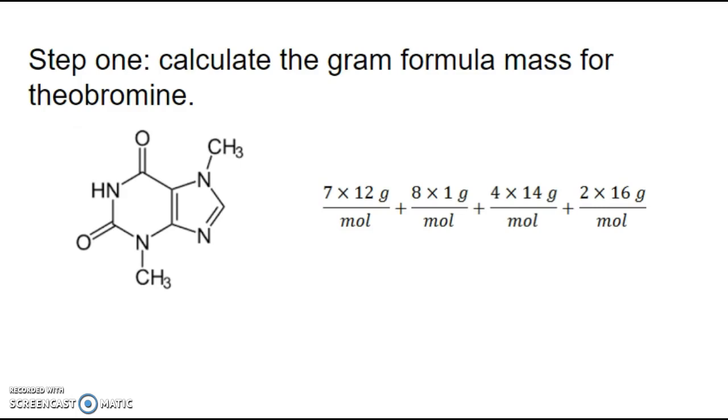So the gram formula mass, I'll give us a moment to calculate that for the whole molecule of theobromine. So we'll get 7 times 12 plus 8 plus 4 times 14 plus 32, which is 2 times 16. So that will give us about 180 grams per mole. So that is the gram formula mass for our theobromine, 180 grams per mole.